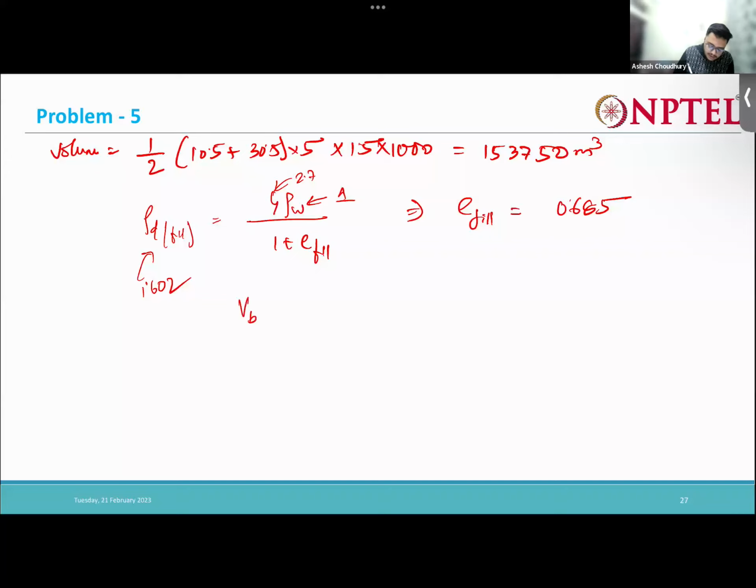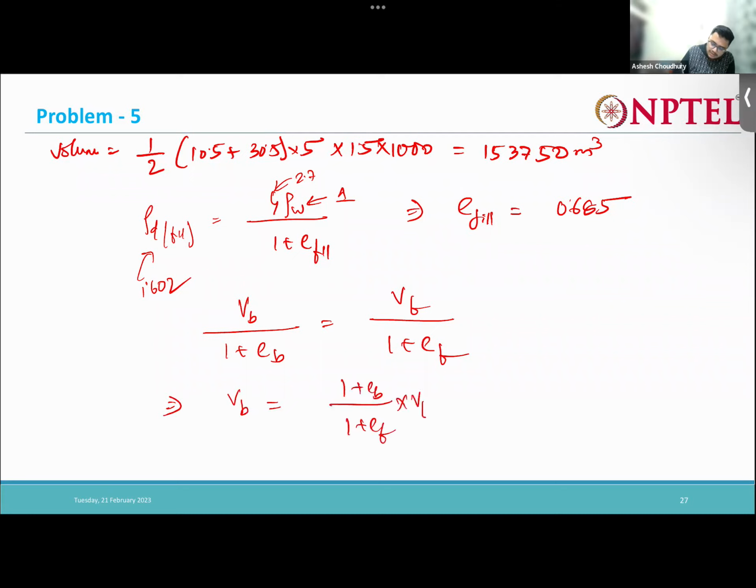So we can write volume of borrow pit by 1 plus e borrow equal to volume of fill by 1 plus e fill, because my volume of solids is constant. From here, I can write volume of borrow is equal to (1 plus e borrow) by (1 plus e fill) into volume of fill. So you know all the values. What is e borrow? It is 0.63, and this is 0.685. You calculated this, and the volume of fill you also calculated as 153750.